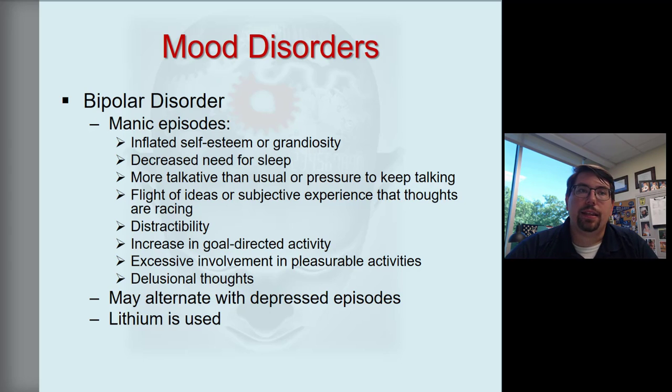They may have flight of ideas or subjective experiences of thoughts racing. Their mind is moving so fast that they just can't get all their thoughts out coherently. They're also very easily distracted. You see an increase in goal-directed activity, so they want to be more compliant with goals, but oftentimes they fail to meet those goals. Excessive involvement in pleasurable activities. If it feels good, they're going to do it. Drugs, alcohol, sex, those types of things, they're going to be involved in a lot because those will make them feel good. Daredevil-like stunts, things of that nature are also very common.